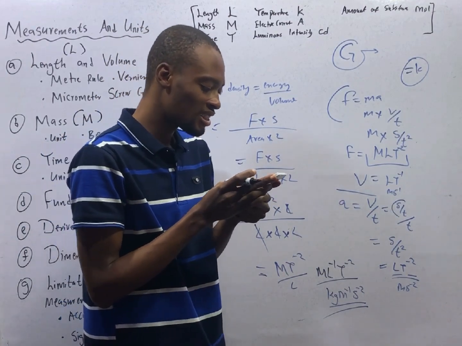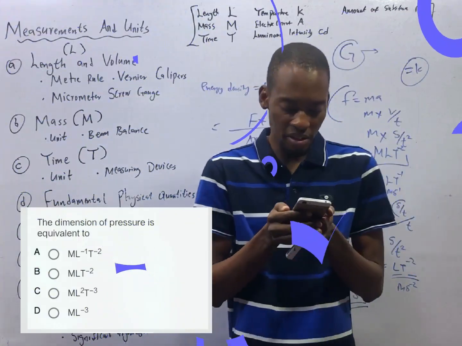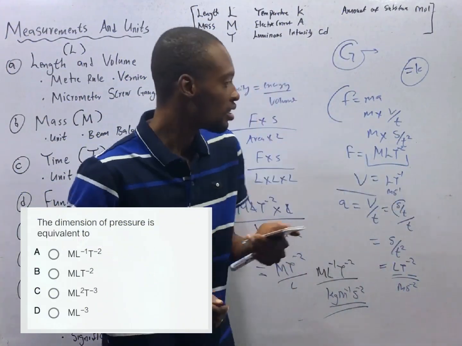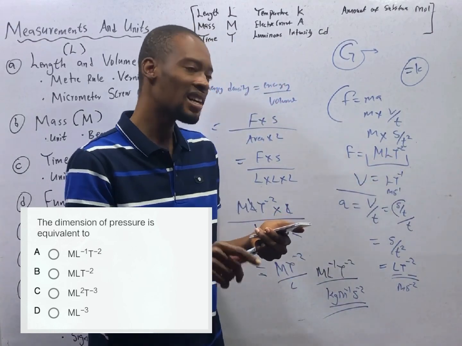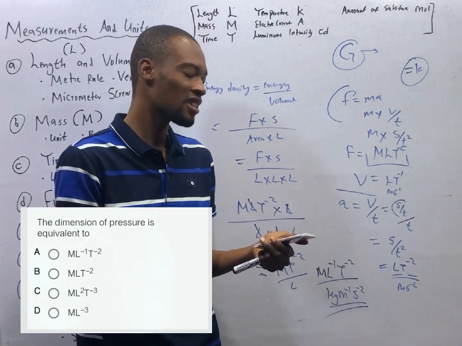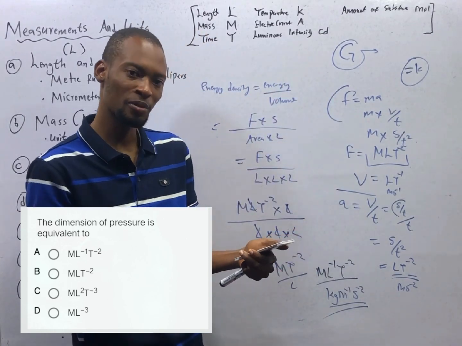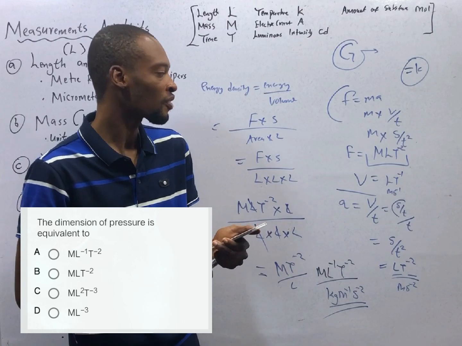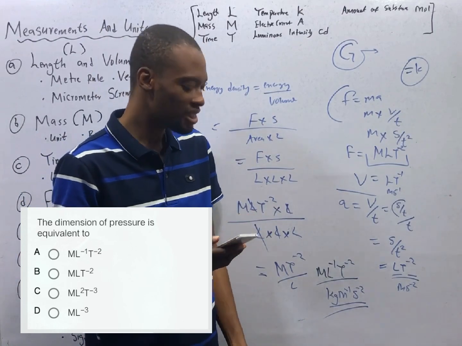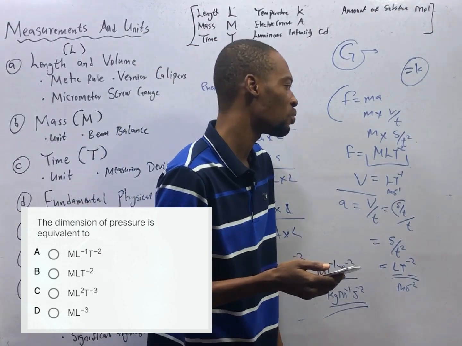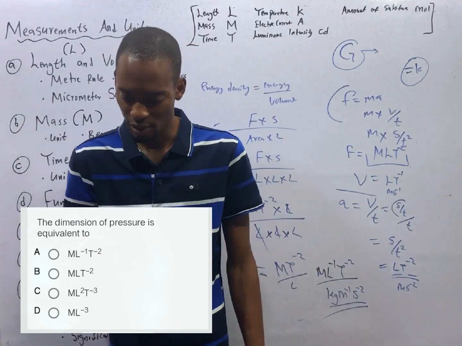And this is the dimension for pressure is equivalent to dash. Pressure is force over area. Force is M L T raised to the power of minus 2. Area is L squared. So 1 L cancels the 1 L from the bottom. We are left with 1 L at the bottom to give you M L raised to the power of minus 1 T raised to the power of minus 2, as seen in option A is the dimension for pressure.